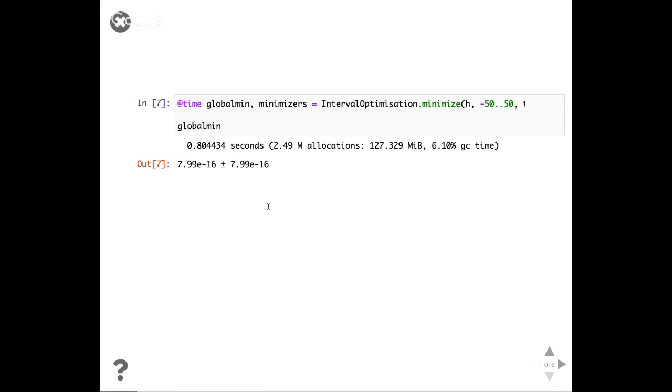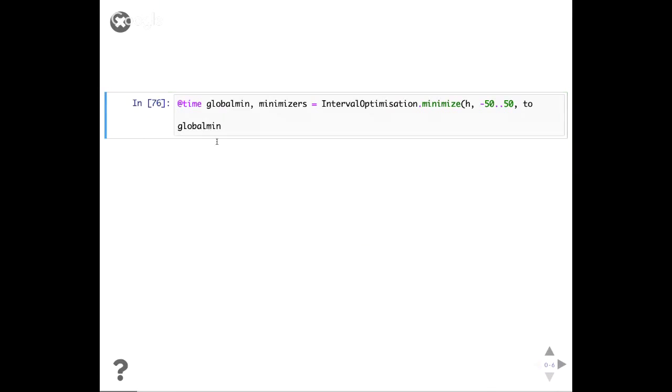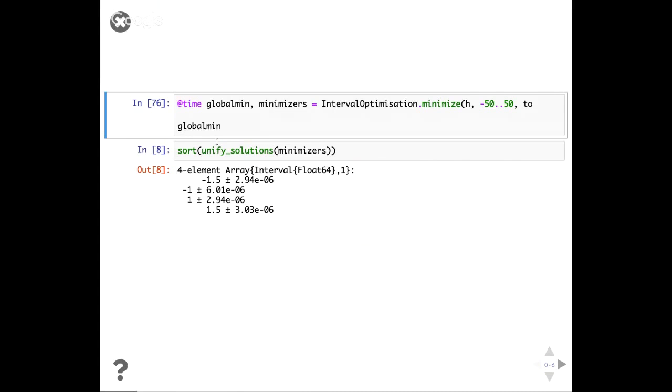So this was with compilation time. So that's why I'm not gonna run the code. It's like 0.0 something seconds to do it without optimization. And I get a list of all the places where the global minimum is attained.